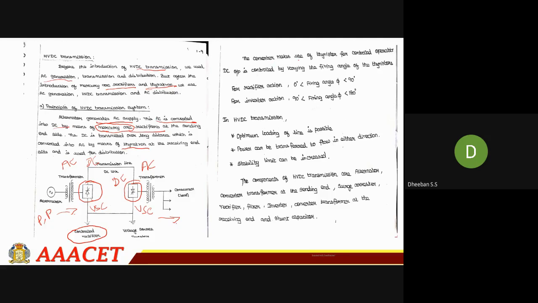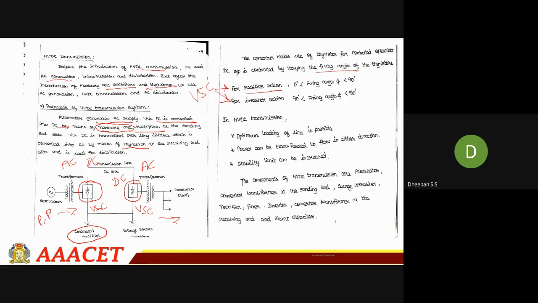The converters make use of thyristors for control operation, so the DC output is controlled by varying the firing angle. You already know about controlled rectifiers and inverters, which you'll be studying in power electronics. Basically this is a voltage source converter, and it can perform both the rectification process as well as the inverter process.